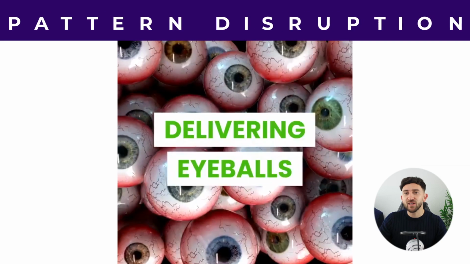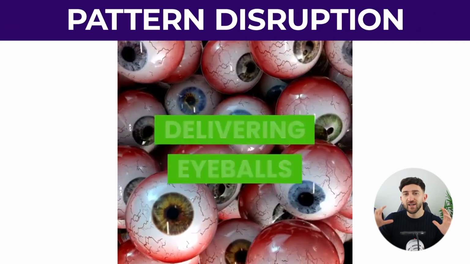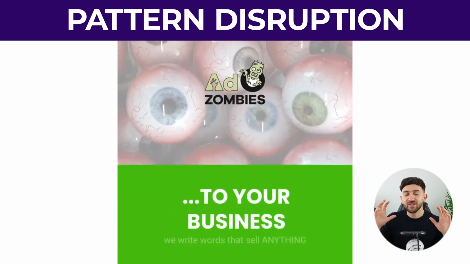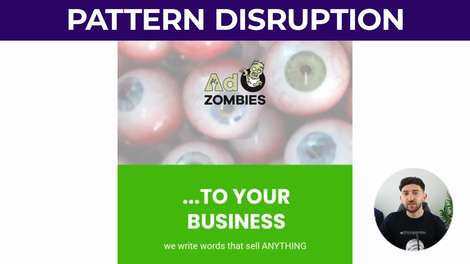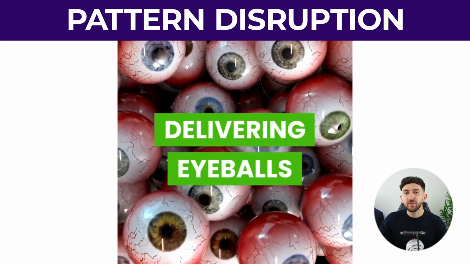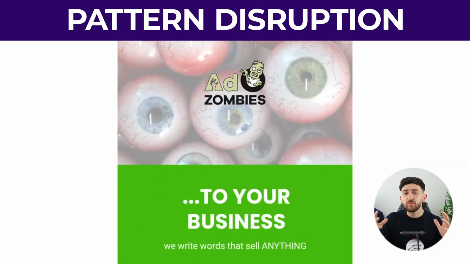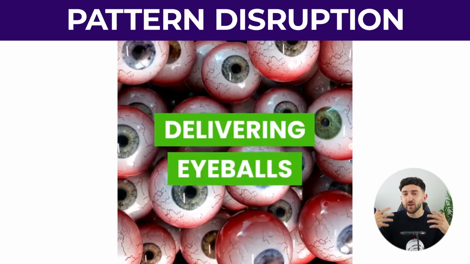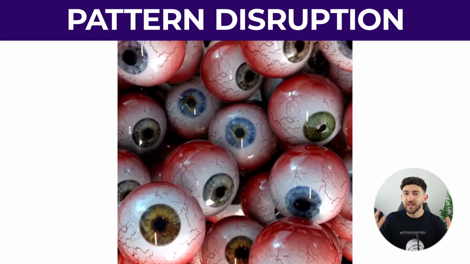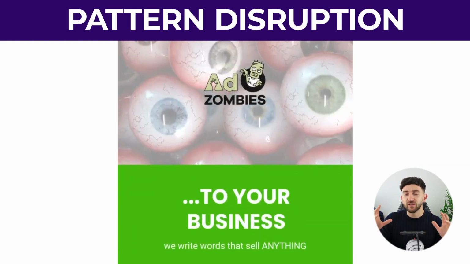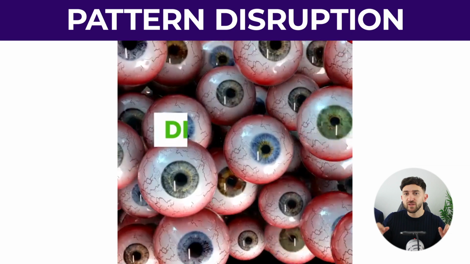The next type of ad that you can use that can feel really organic and not like an ad that's trying to sell you something is a pattern disruption ad. Pattern disruption basically just means that you're showing the audience some footage that they're maybe not used to seeing on Facebook. So something quite eye-catching. Sometimes you can use elements of comedy within these pattern disruption ads. So once again, ad zombies do this really well.